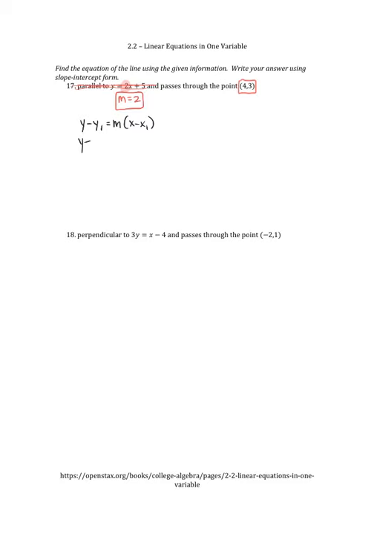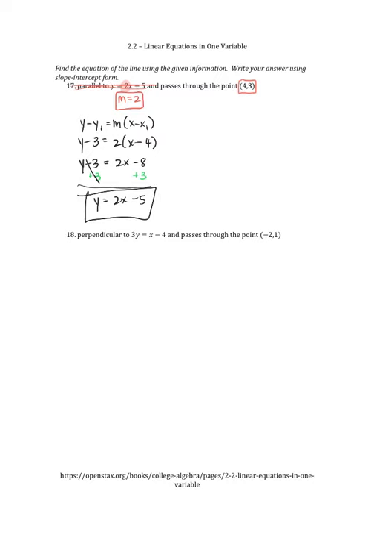We're going to plug in what we have. So y is 3, m is 2, and our x is 4. We're going to distribute the 2, so we'll have y minus 3 equals 2x minus 8. Add 3 to both sides. So the 3's cancel out on the left, and we get y equals 2x minus 5. And that is our equation.